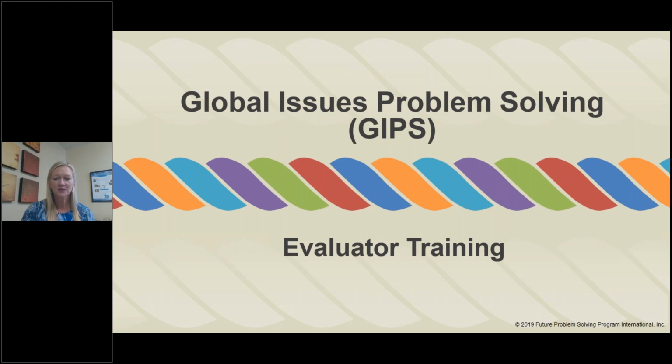As we move through the training, we're going to take a look at various items. And the first thing we're going to take a look at is the role of the evaluator. We will discuss feedback and the importance of feedback. And we will spend the bulk of our time working on the evaluation process itself.